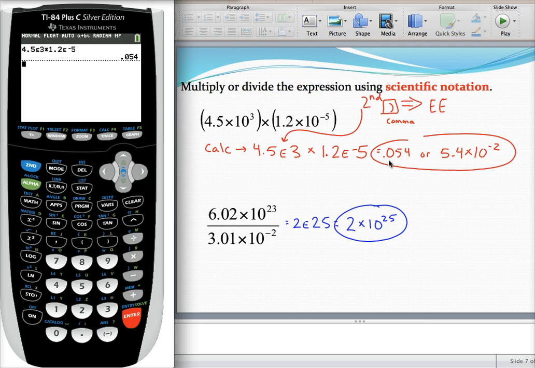So if you need to or want to put it in scientific notation, hopefully you know how to do that by moving your decimal over. Otherwise, there's a way you can actually get your calculator to always give you the answers in scientific notation. So I'll show you that trick too.